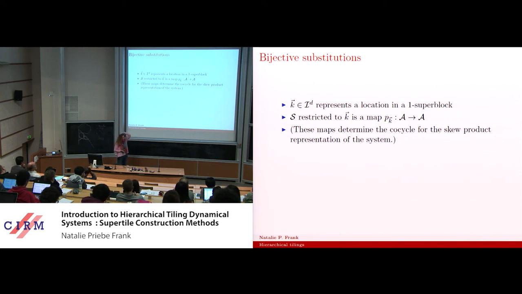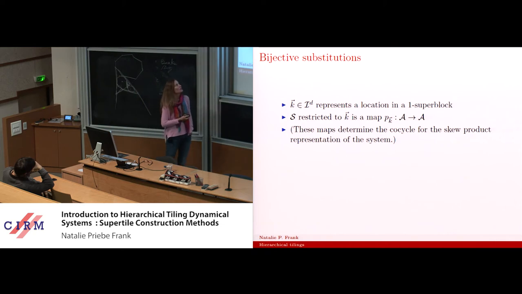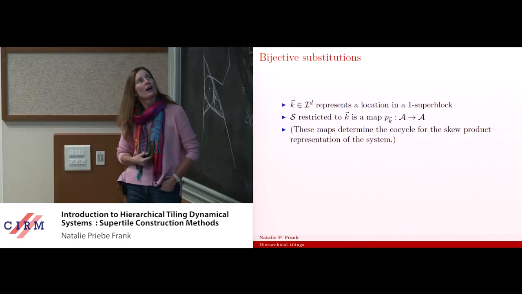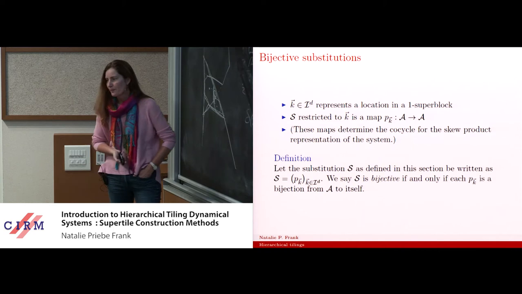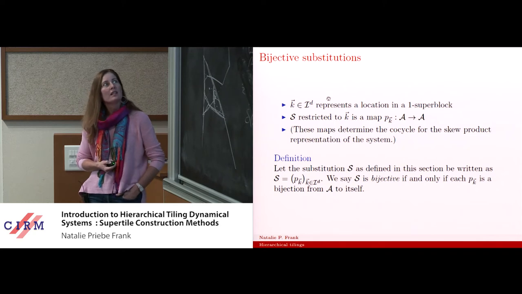If you know about coding sequences and substitutions, then this slide will matter to you maybe, and otherwise you should ignore it. But you can see the whole scenario as a skew product over an odometer, like a multi-dimensional odometer. If none of what I'm saying makes any sense to you, ignore it. But if it does, then you can use these maps to make a cocycle and discover things about the spectrum and so forth. And the definition in general for a bijective substitution is just that all the p_k are bijections.